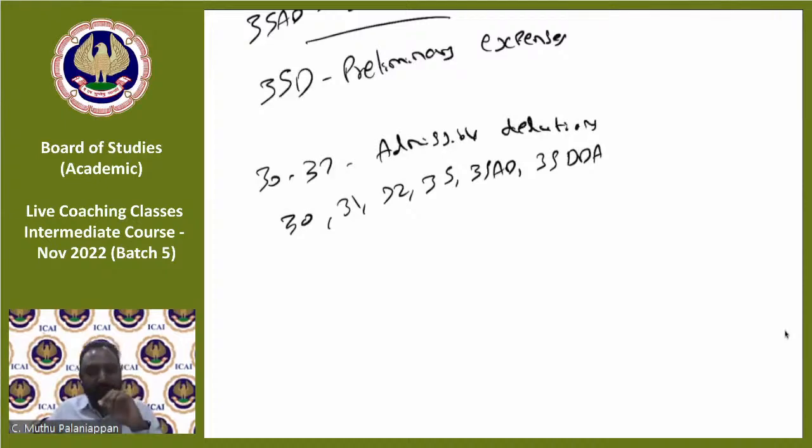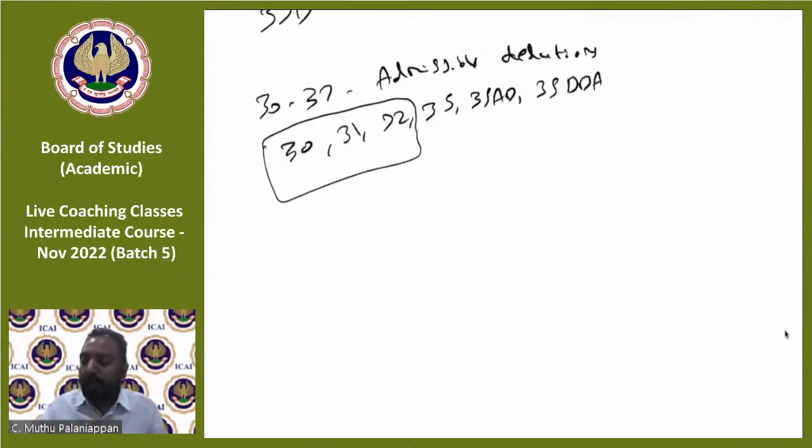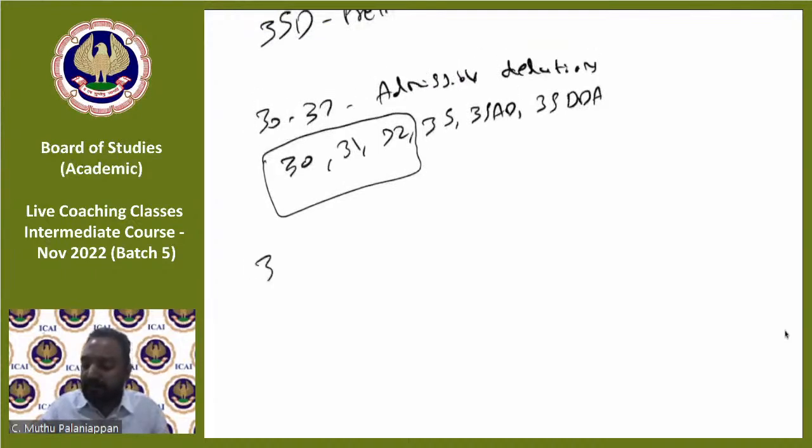For your exam purposes, what will be important is only this. Other than that is typically a final chapter. The 35, 35 AD, 35 DDA and all is more of final. But I will not say completely ignore it. That's why I've taken it a bit. But primarily your exam questions could be related to 30, 31, and 32. When you talk about individual businesses, primarily it will be 30, 31, and 32. Okay. So now we are going to understand 36.